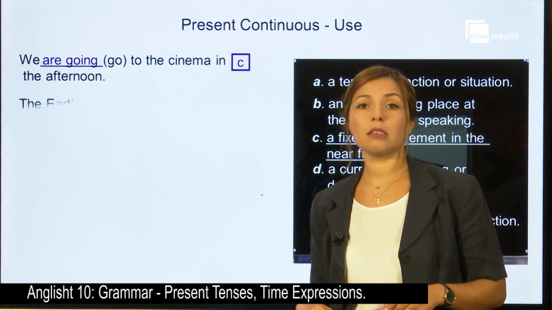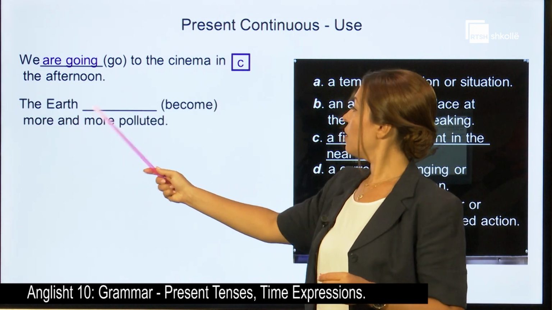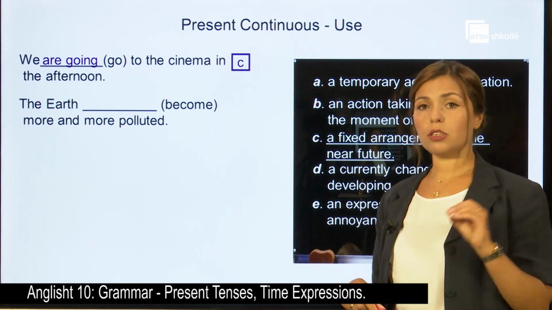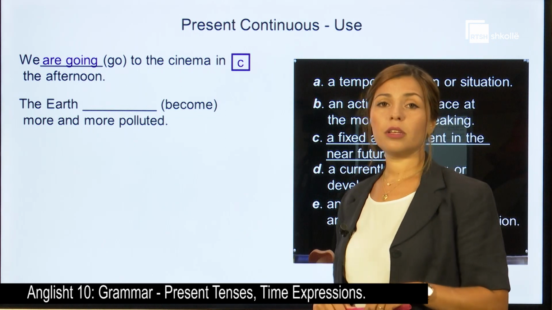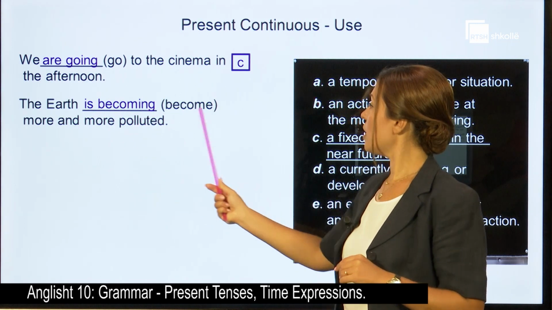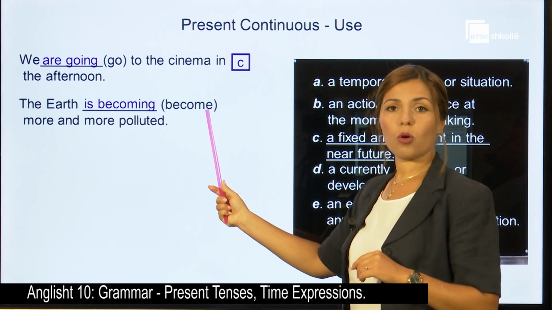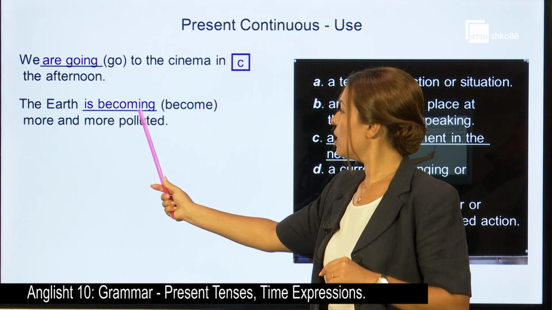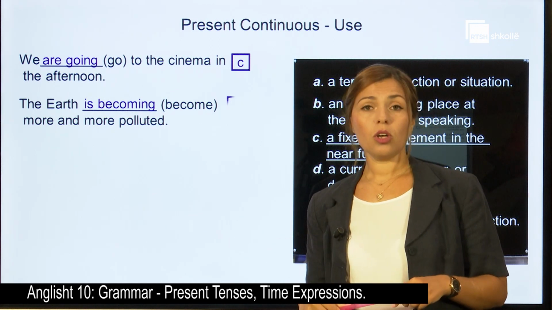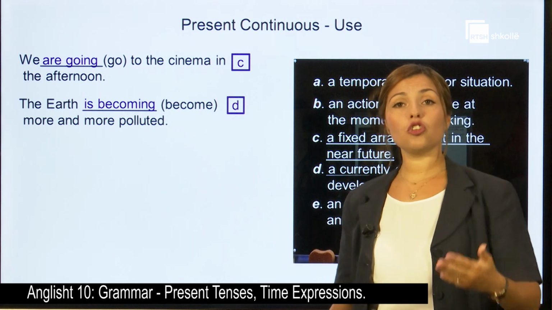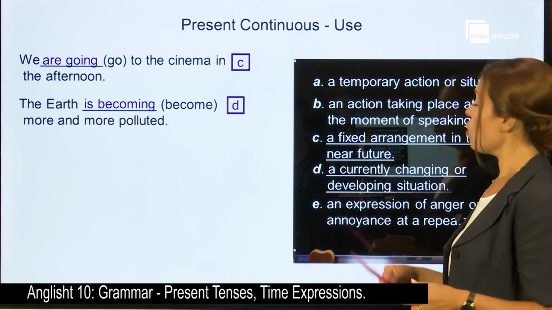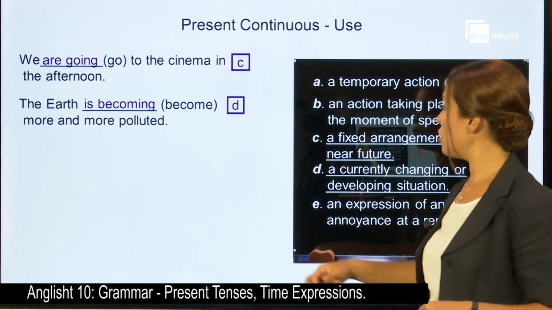Let's move on with the second sentence. The earth, and our verb is become, more and more polluted. Present continuous. The earth is becoming, the verb to be, and ing. We omit e. No more e in the end. Becoming, ing form. And what does this show? We have a situation that is changing. So, we have a changing or developing situation as a use.